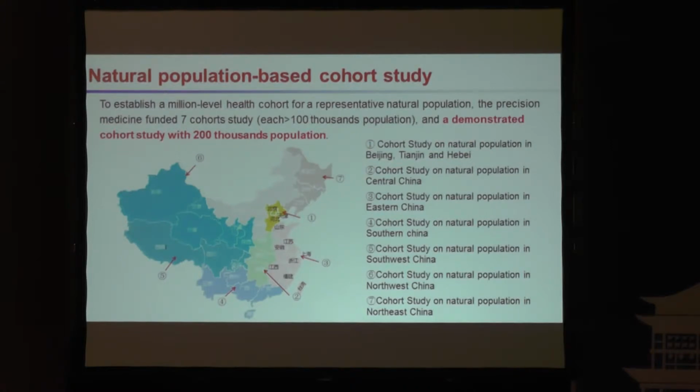Except for the projects that were directly related to pharmacogenomics, natural population-based cohort studies may provide valuable data in future. To establish a median-level health cohort study for a representative natural population, the precision medicine program funded 7 cohort studies, each with more than 100,000 participants. And the project will also fund a demonstration cohort study with 200,000 participants.